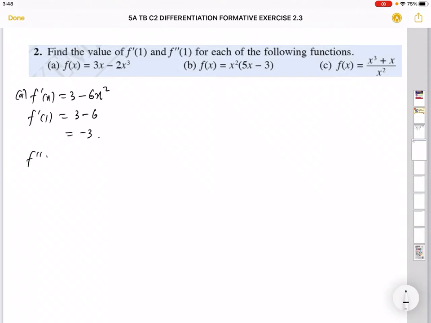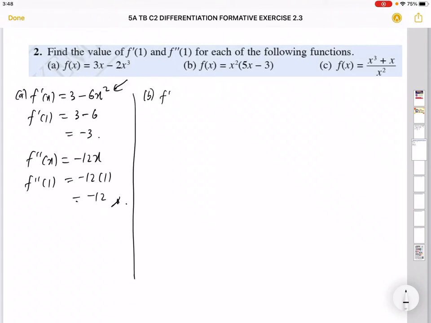Now f double prime x means we have to take this f prime x and differentiate one more time. When I differentiate 3, I get 0. Differentiate negative 6x squared, I get negative 12x. Again, if you substitute 1 inside your x, this is just 1, so you get negative 12.